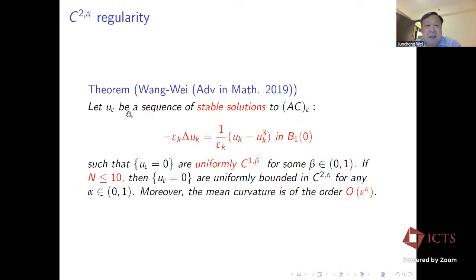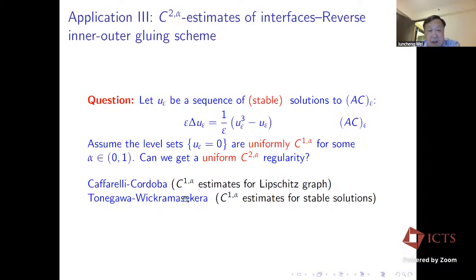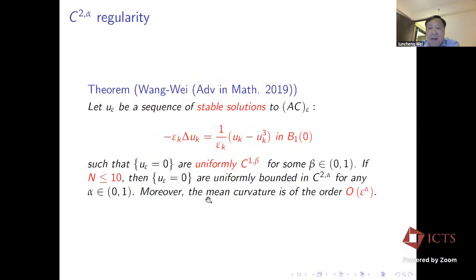So if we have a stable solution to the rescaled Allen-Cahn equation in a unit ball, and suppose the level set is C^{1,beta}, which is already proved by Tonegawa and Wickramasekera, then for dimension n less than 10, we get the C^{2,alpha} estimate. So we can go from C^{1,alpha} to C^{2,alpha}. We have this condition n less than 10, and this condition is optimal.